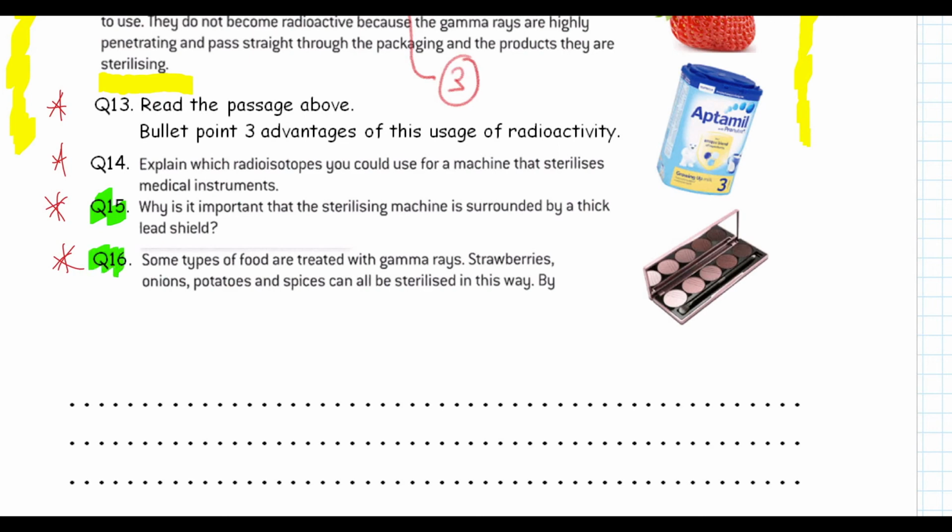And question 16. Some types of food are treated with gamma rays. Strawberries, onions, potatoes and spices can all be sterilized this way. You'll notice that there's part of this question missing, so you couldn't answer that. So apologies for that.